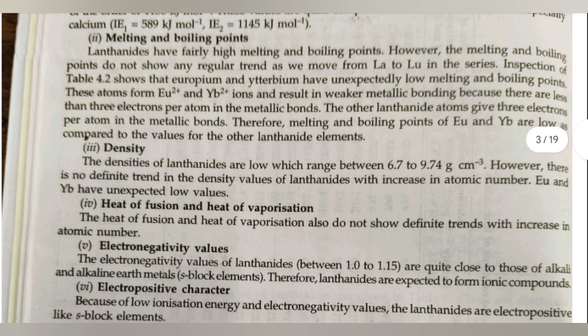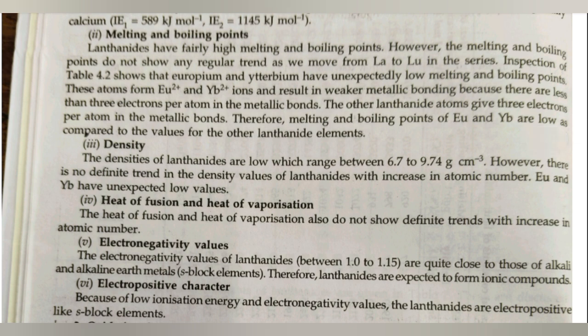Second is melting and boiling point. Lanthanides have fairly high melting and boiling points. However, the melting and boiling points do not show any regular trend as we move from lanthanum to lutetium in the series. Inspection of table 4.2 shows that europium and ytterbium have unexpectedly low melting and boiling points.